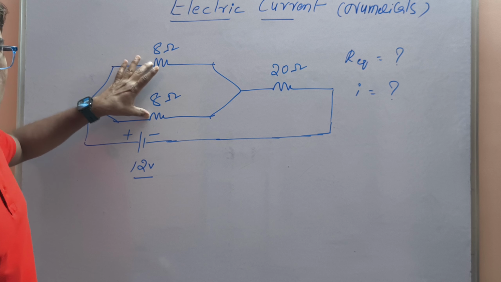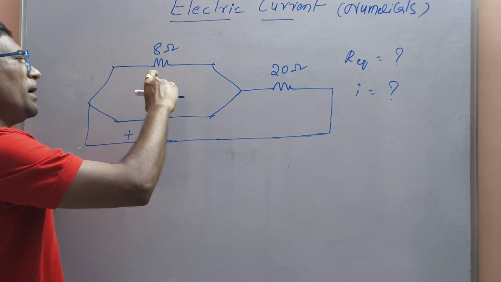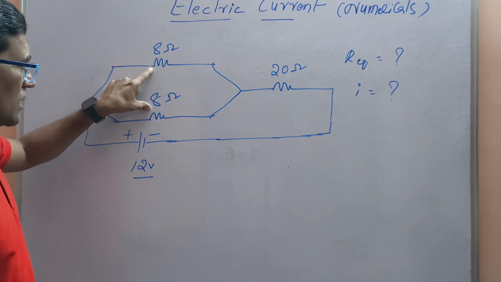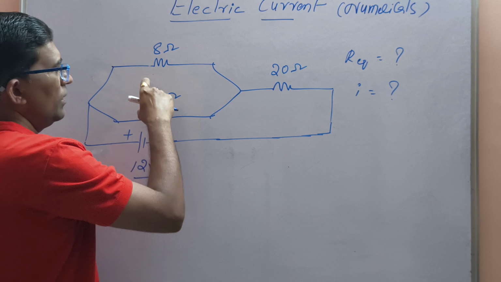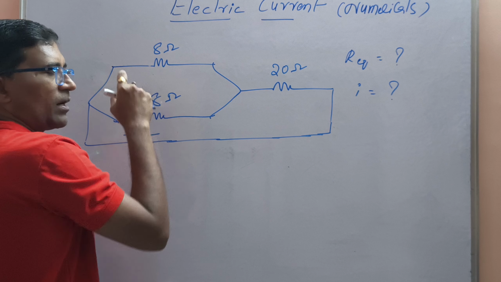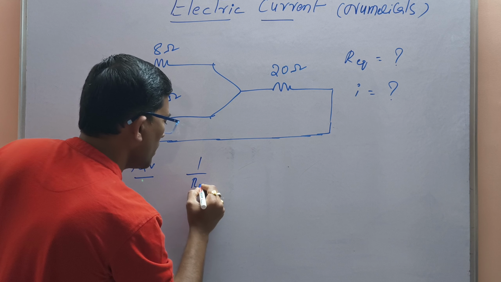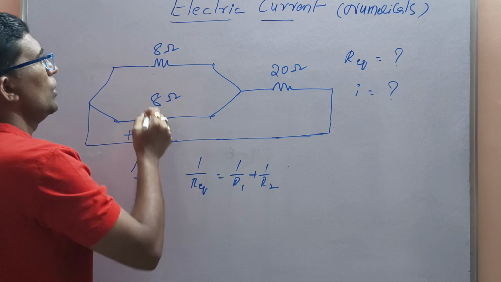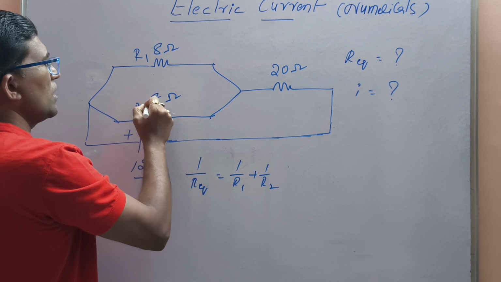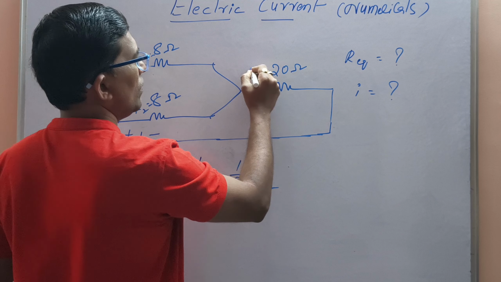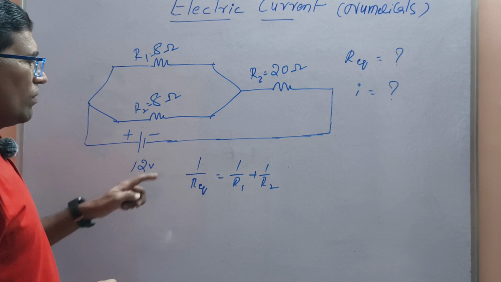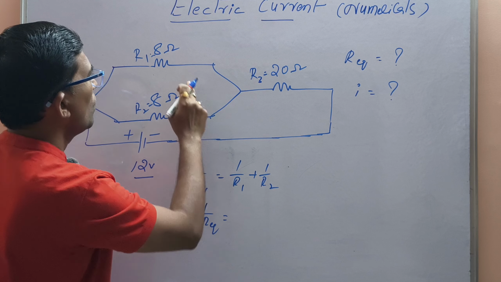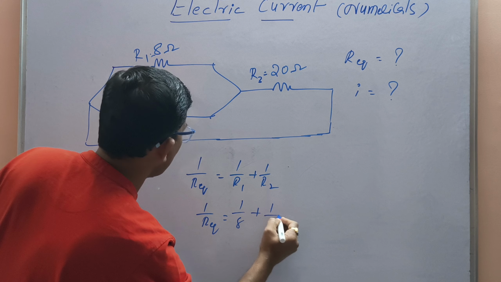So initially, if you see the circuit, these two resistors are connected in parallel. So let's find the equivalent resistance of these two resistors connected in parallel. We can use the formula 1 by R equivalent is equal to 1 by R1 plus 1 by R2. Make this R1, this R2, and this one R3. So 1 by R equivalent is equal to 1 by R1, nothing but 1 by 8 plus 1 by 8.